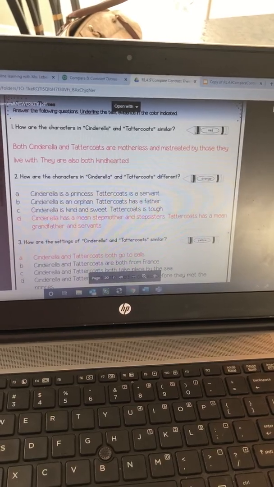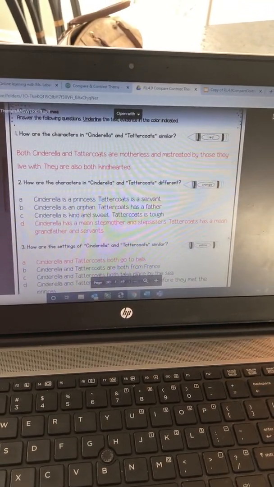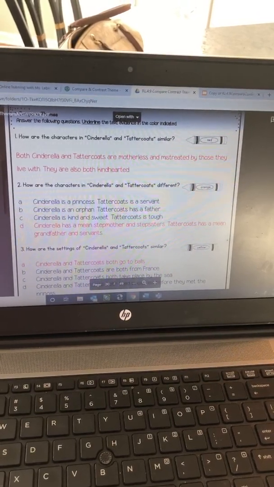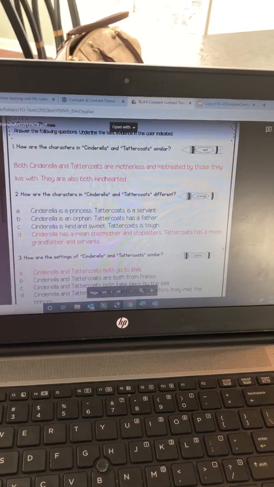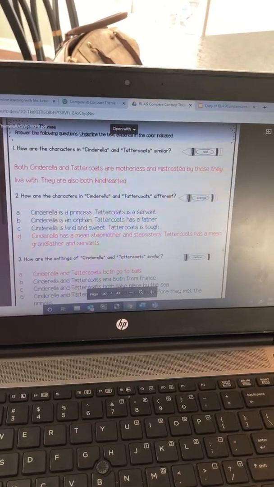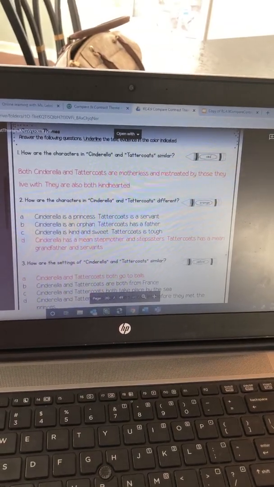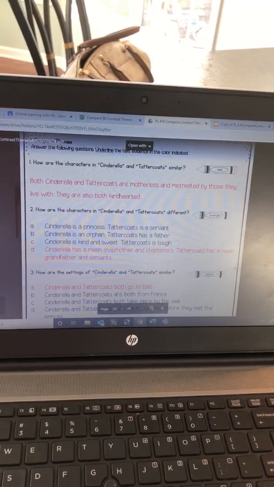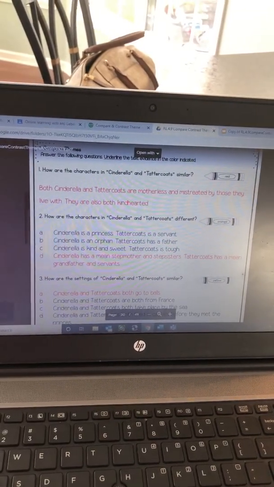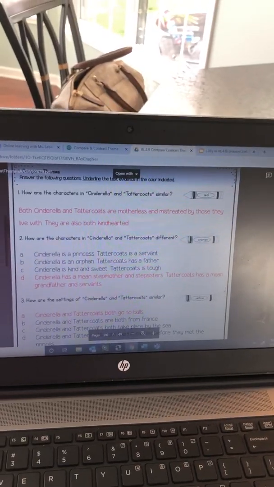Number one says, how are the characters in Cinderella and Tattercoats similar? Looking at just the characters in both stories, Cinderella and Tattercoats are motherless and they are mistreated by those they live with. They are also both kind-hearted. So kind-hearted is their character trait. And they are both motherless, meaning they are without mothers. That's how they are similar.